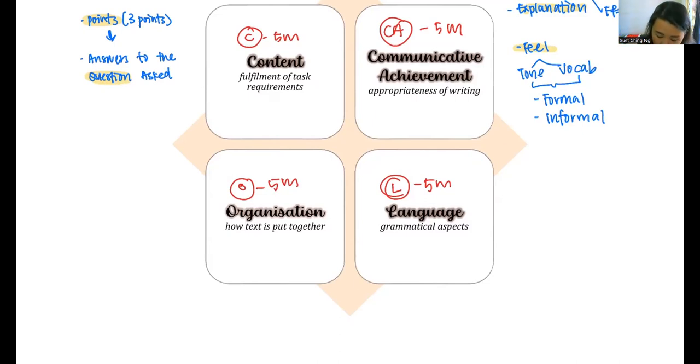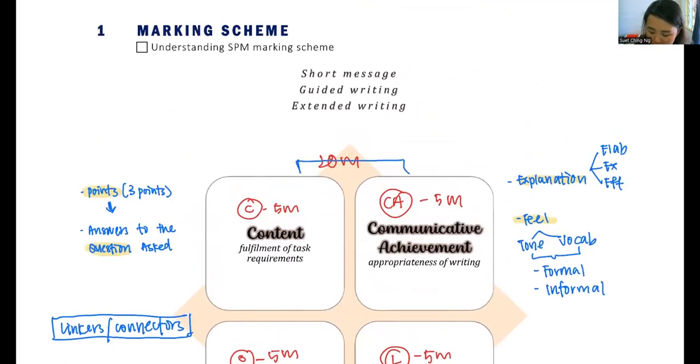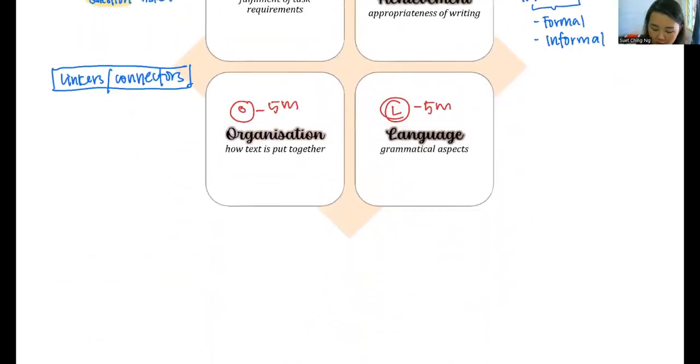So with organization, you are looking essentially at your linkers and connectors. Or sometimes you hear people say conjunctions, same, same, but different, huh? Now, here's the trick. You want to make sure that in every paragraph, you have a starter linker, a middle linker, and an end linker. So if you have a four sentence component, remember we talked about between C and CA, your points are point, elaboration, example, effect. If you have a basic four sentence paragraph, at least three linkers and connectors.